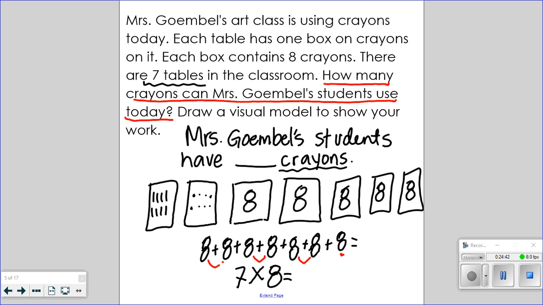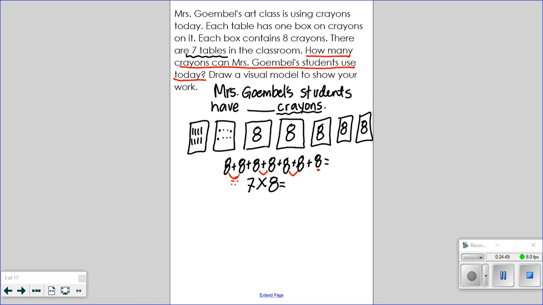All right, so what Mason is doing is he's saying 8 plus 8 is 16. Let me scoot this up. 8 plus 8 is 16, plus my extra 8 over there. 16 plus 16 is 32, plus another 16 is 48, plus another 8 is 56.